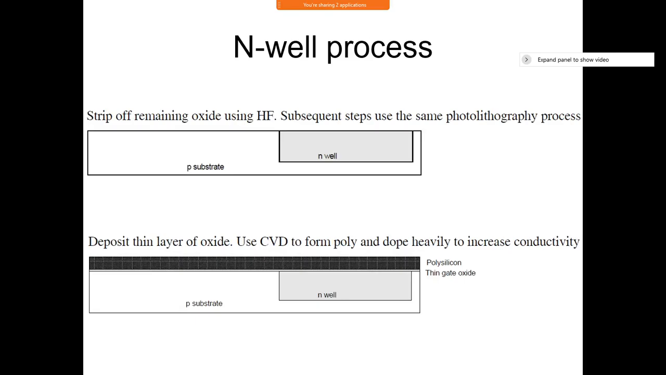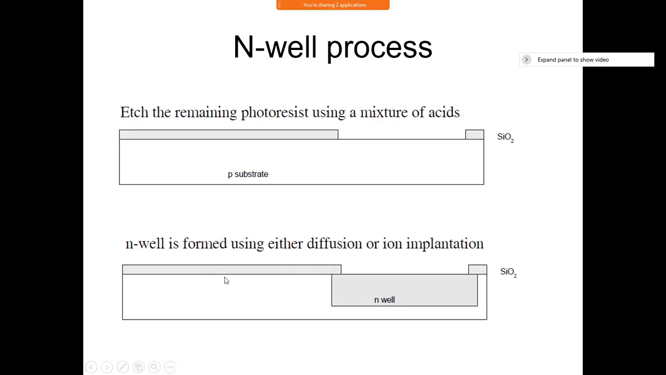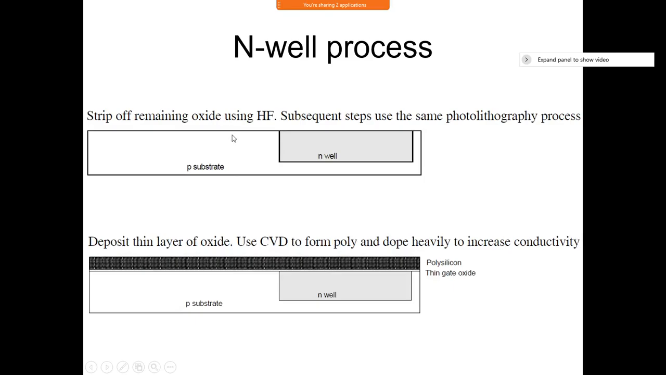See here now. Strip off the remaining oxide using hydrofluoric acid. Subsequent steps use the same photolithography process. Whatever SiO2 you had here has been totally taken out. This is how it looks now. There is an N-well, and there is nothing above that. It has been taken out by dipping it in hydrofluoric acid.